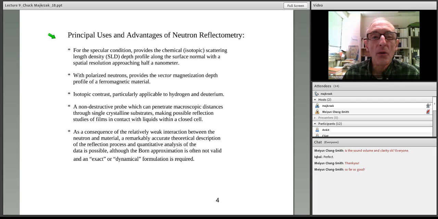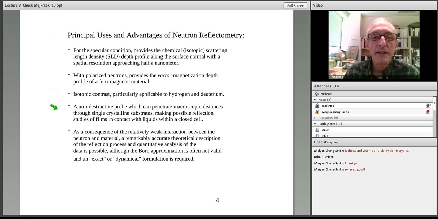And as you all well know and have heard many times by now, one of the big advantages of using neutrons as opposed to X-rays or electrons is that neutrons interact with the nuclei, and therefore they see a big difference in scattering power between, for example, the isotopes of hydrogen and deuterium, which makes them very useful for studies of condensed matter, soft condensed matter, which is largely composed of hydrogen.